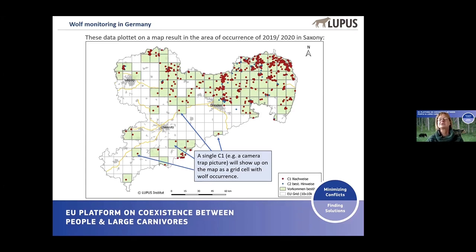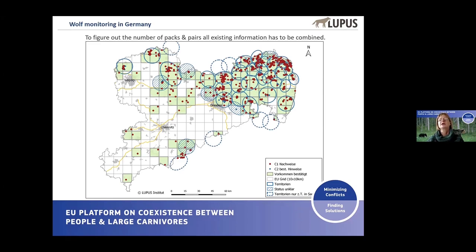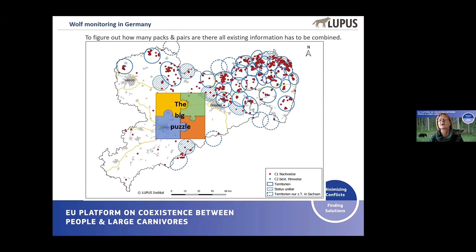where these yearly maps are coming out from. But then the tricky part starts, because we want to know how many packs and pairs are in this area. And this is extremely difficult, especially in areas like this, where they are really occupied by wolves. And this is the end result. But to come to this picture, we need all the information that we had collected in the course of the year. So you need the genetics, you need the camera trap pictures, dead wolves, all this is analyzed together to find out how many territories there are.